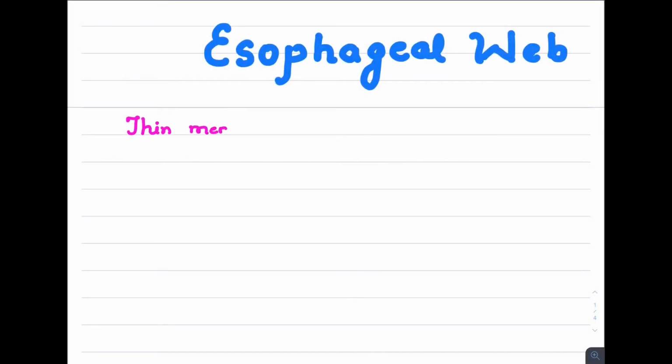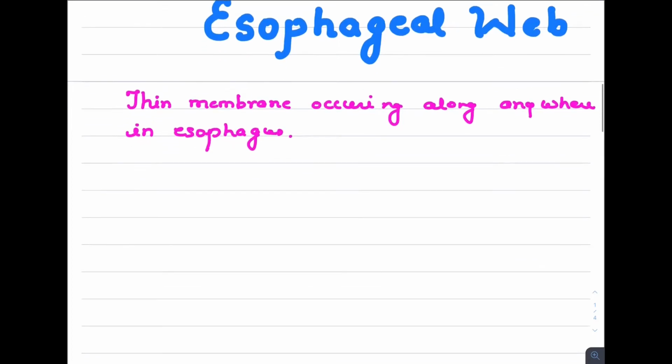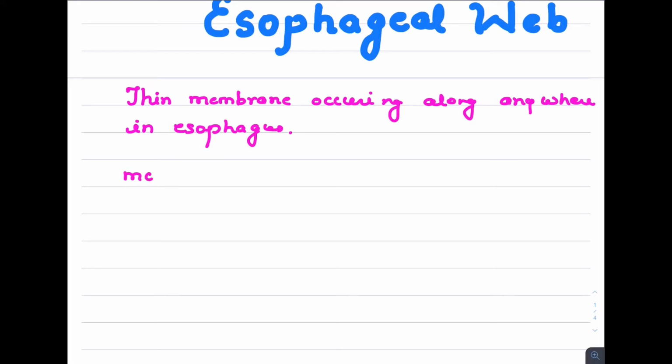What is esophageal web? It is a thin membrane occurring anywhere along the esophagus. So it can occur in the upper one third, middle one third or lower one third. What is the most common location of the esophageal web? Most common location is the post-cricoid region, which is upper esophagus.